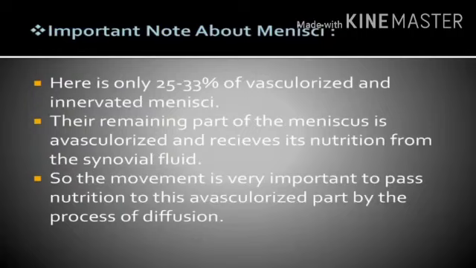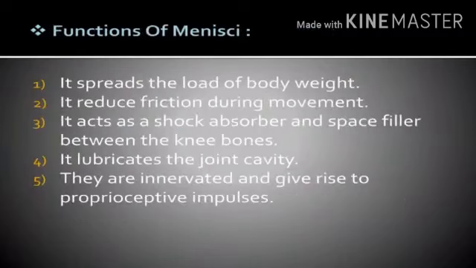So here is an important note about menisci. Only 25 to 33% of the menisci are vascularized and innervated. The remaining part of the meniscus is avascularized and receives its nutrition from the synovial fluid that is produced by the synovial membrane. So movement is very important to pass nutrition to this avascularized part by the process of diffusion.